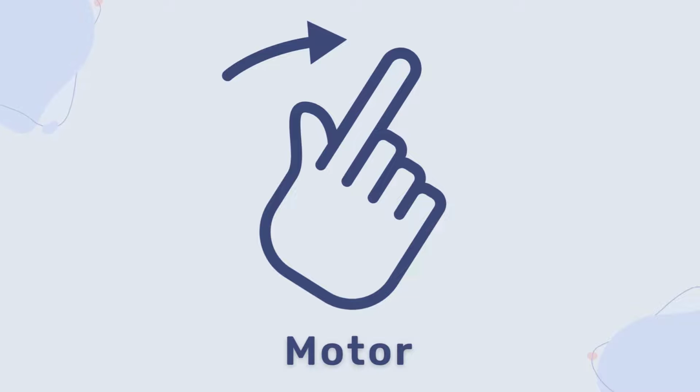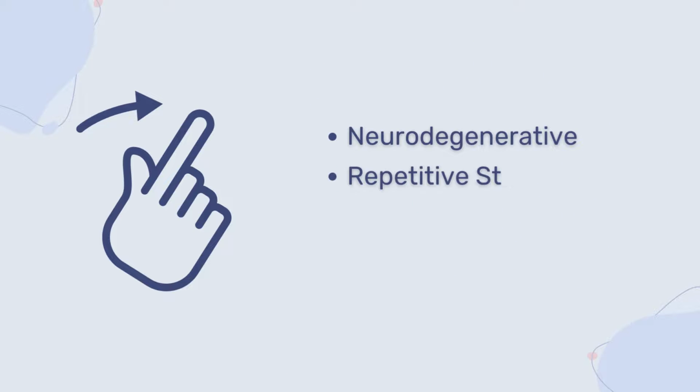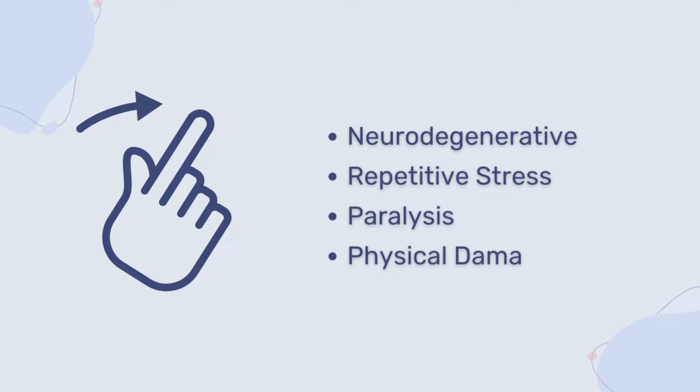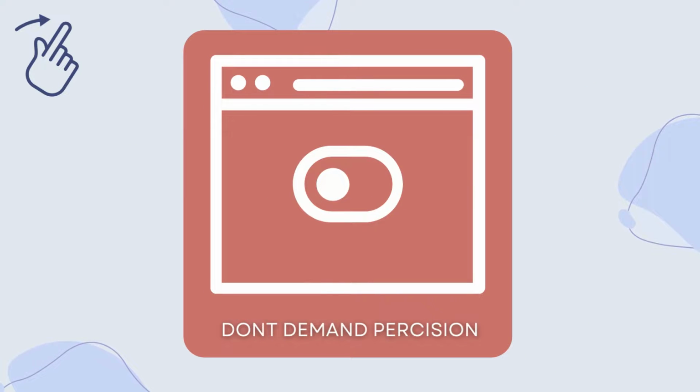Motor disabilities. Just like other disabilities, motor disabilities can be temporary, situational, or permanent. There are many considerations that inhibit mobility for precision and navigation. These things can include neurodegenerative, repetitive stress, paralysis, and physical damage. A few design tips for motor disabilities and disorders.